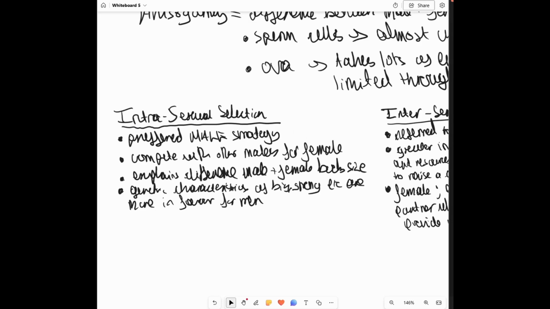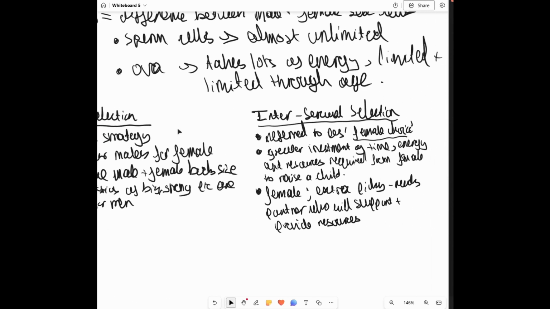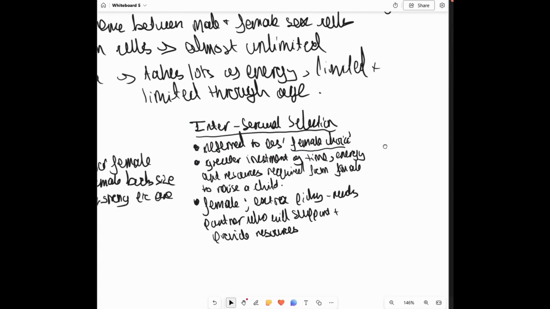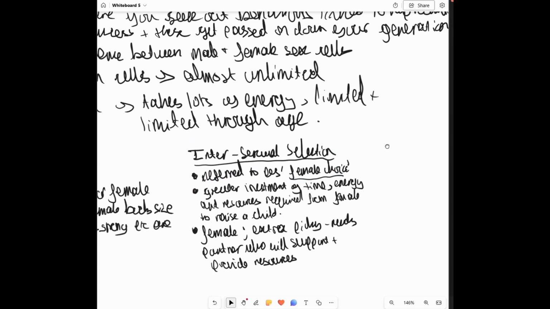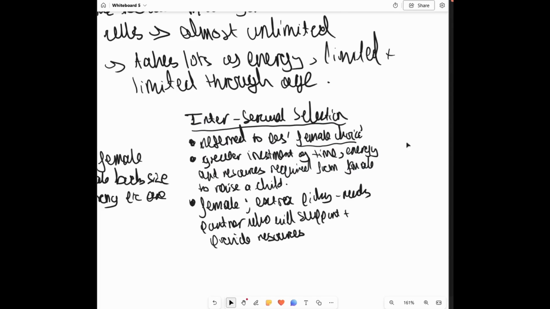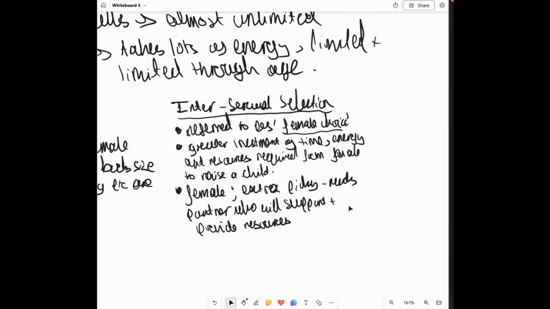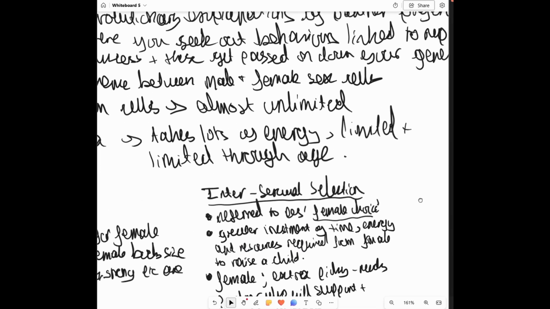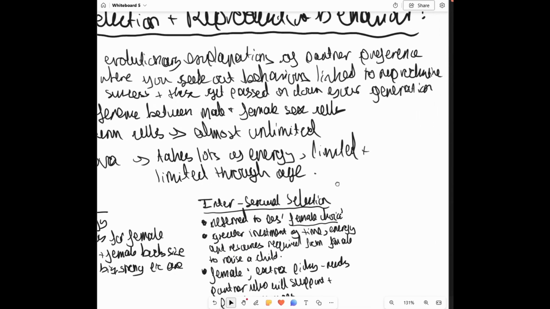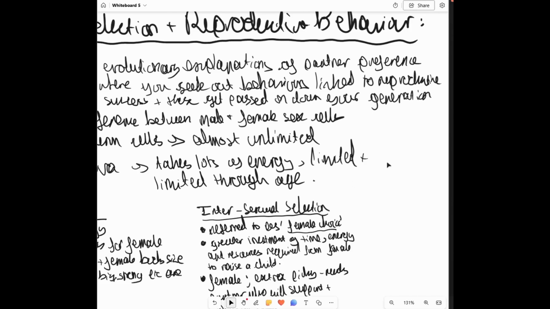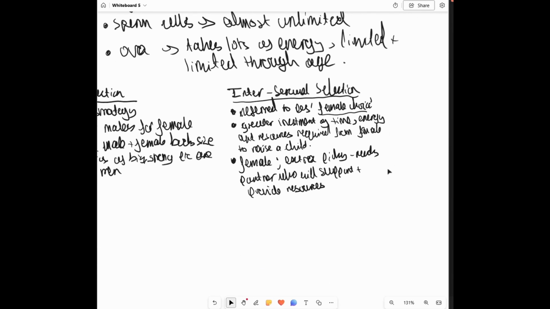It's the opposite of inter, because the men are fighting with each other, whereas females have to look into what they want, and it's referred to as the female choice. So basically there's a greater investment of time, energy and resources required from the female to raise a child. Hence they're going to be extra picky, and they need a partner who will support and provide resources for them and their children. Which quite clearly links to these two definitions.